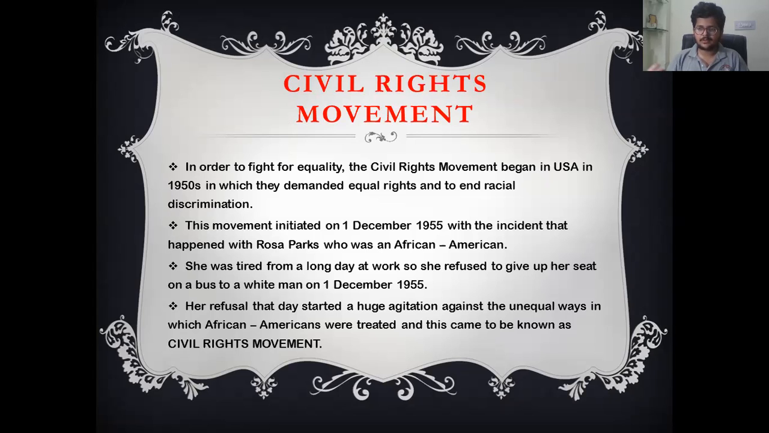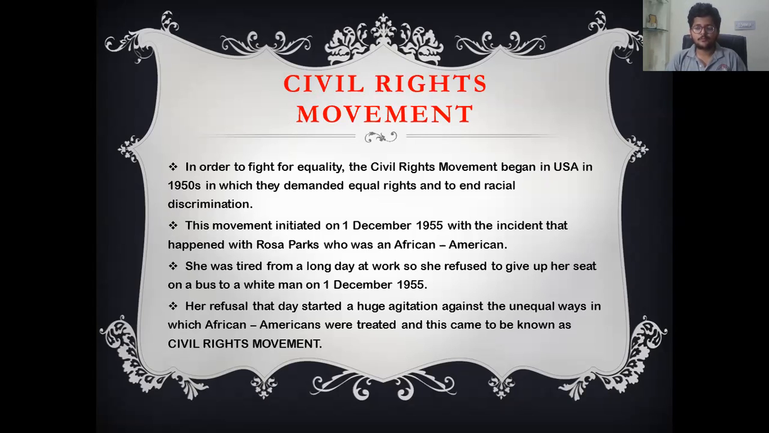So what happened? On 1st December 1955, she was traveling in a bus, and she was very tired that day, and one American came there. The American told her to give up her seat. But she refused to give that person the seat, because she was very tired and really in need of the seat, and she was very badly treated.